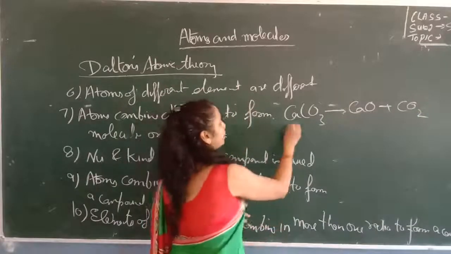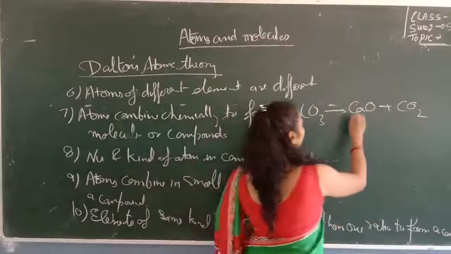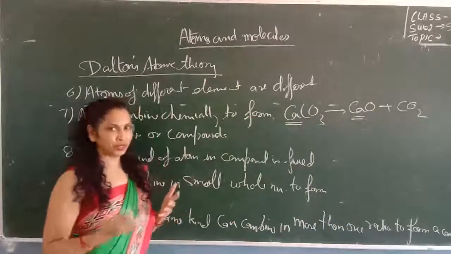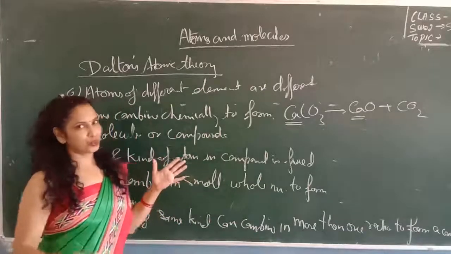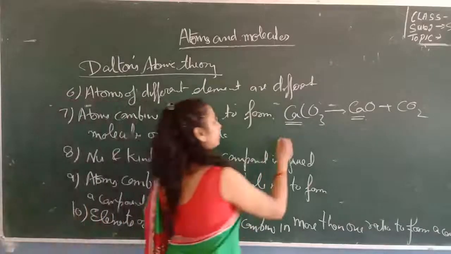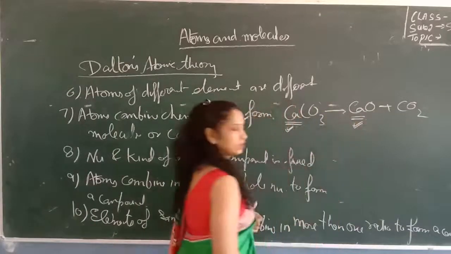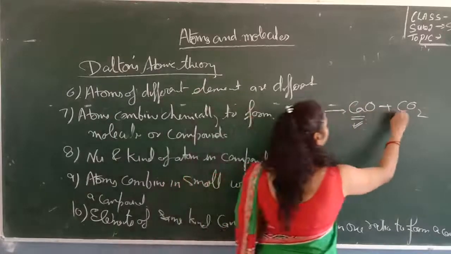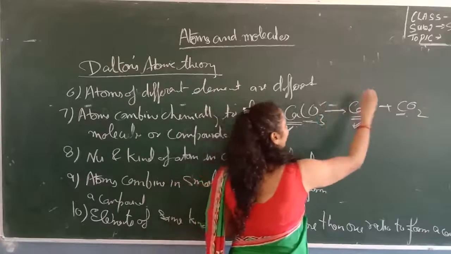Here we know that the number of calcium atoms is 1 here and 1 here too. According to Dalton's theory, the atom can neither be created nor destroyed. It means the number of atoms in the reactant should be equal to the number of atoms in the product. For example, carbon: there is 1 carbon and also 1 carbon. And what about oxygen? The number of oxygen atoms is 3 here and also 3.